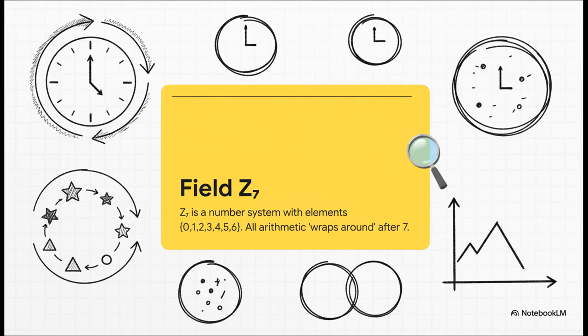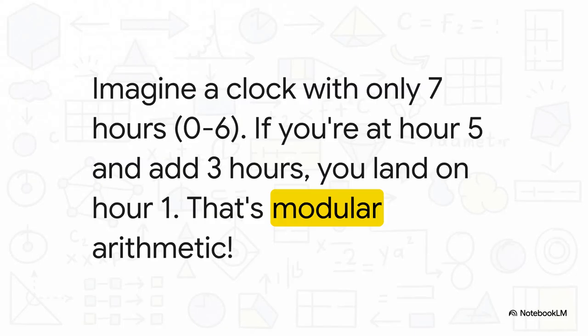Well, imagine a world with only 7 numbers. 0, 1, 2, 3, 4, 5, and 6. That's it. Anytime you do math and the answer is 7 or bigger, it just wraps around. It's kind of weird, but there's a really simple way to think about it. Think about a clock, but instead of 12 hours, this clock only has 7, numbered 0 through 6.